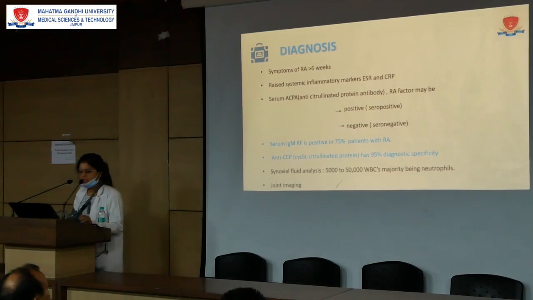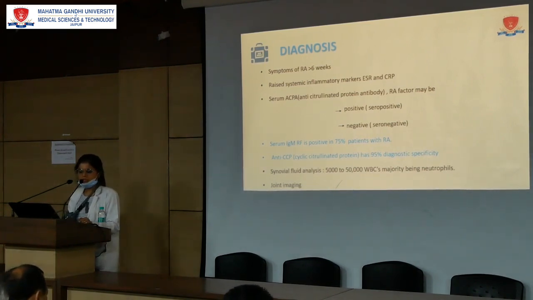Diagnosis is made by raised levels of inflammatory markers, that is ESR and CRP, serum anti-citrullinated protein antibody, and RA factor, which can be positive, that is seropositive rheumatoid arthritis, or negative, that is seronegative rheumatoid arthritis. Serum IgM rheumatoid factor is present in 75% of the patients. It can also be seen in other inflammatory diseases. Anti-CCP, that is cyclic citrullinated peptide, has 95% diagnostic specificity.